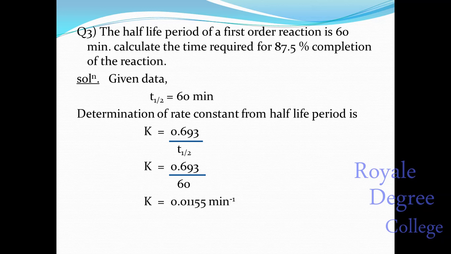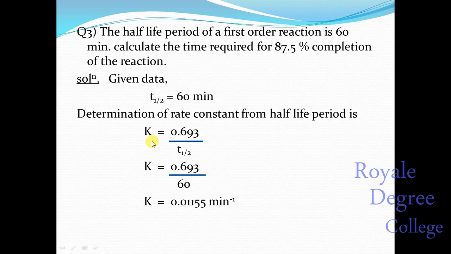Now we'll see the third problem, girls. The half-life period of a first order reaction is 60 minutes. Calculate the time required for 87.5% completion of the reaction. So the given data is T half, its value is given as 60 minutes.